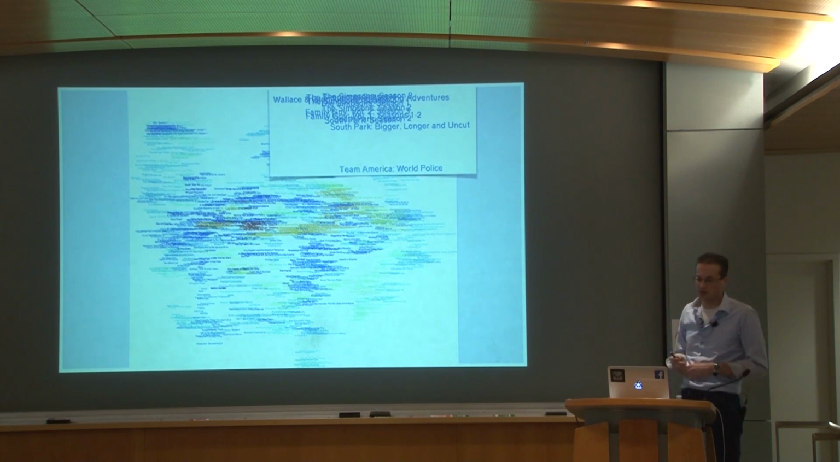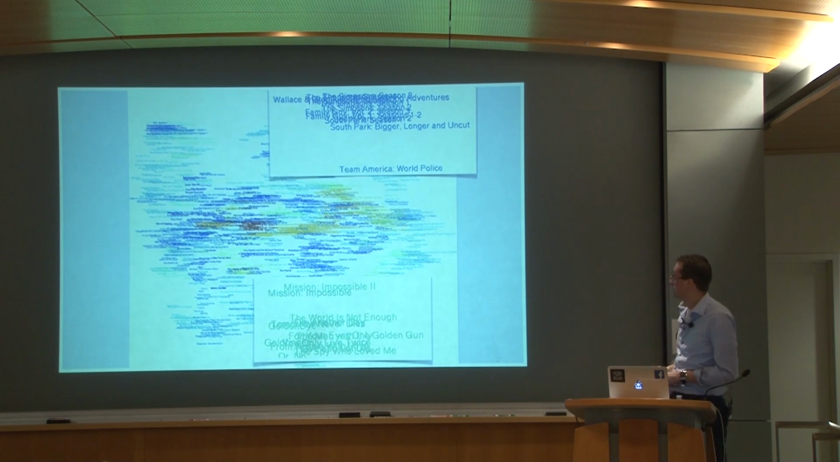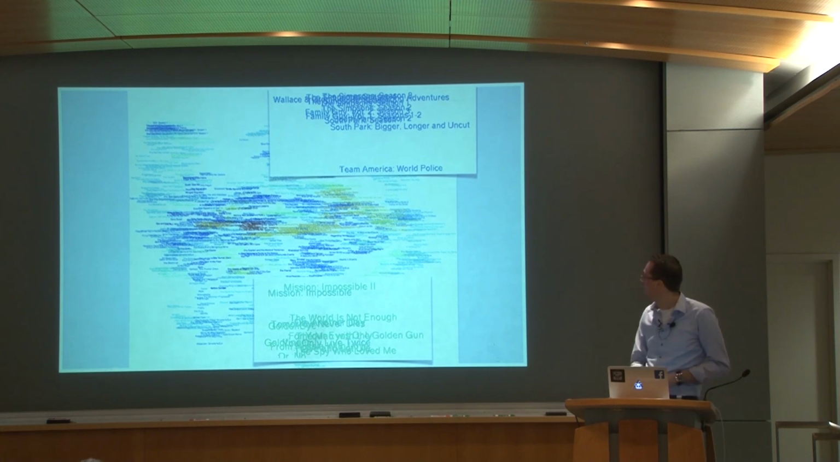For instance, there's a cluster on top, which is The Simpsons, Family Guy, and South Park. Kind of makes sense. If you go down here, you see all the Bond movies and Mission Impossible. Apparently, those attract the same kinds of viewers.